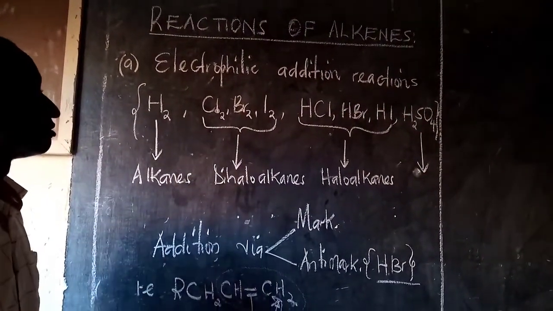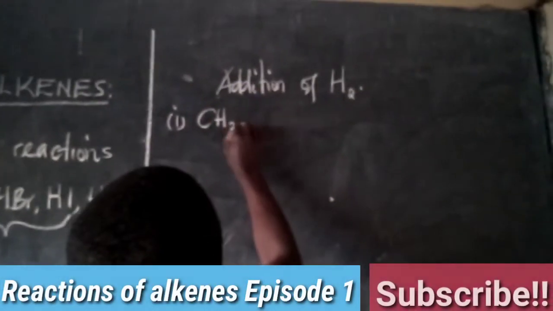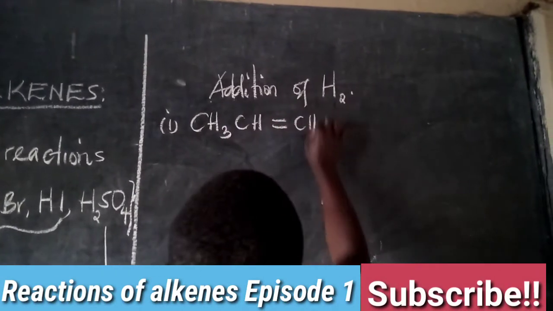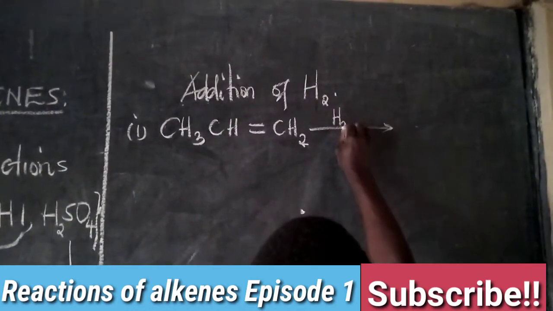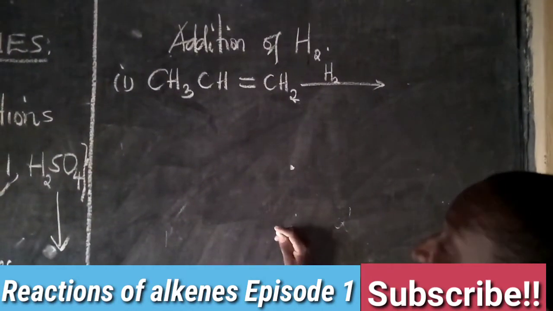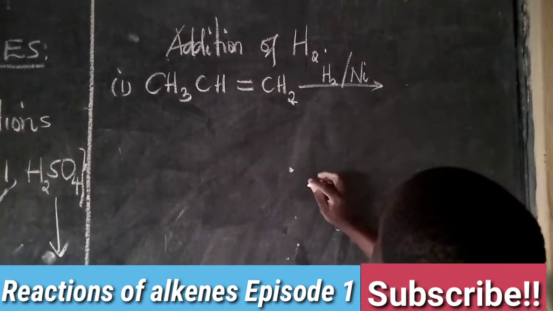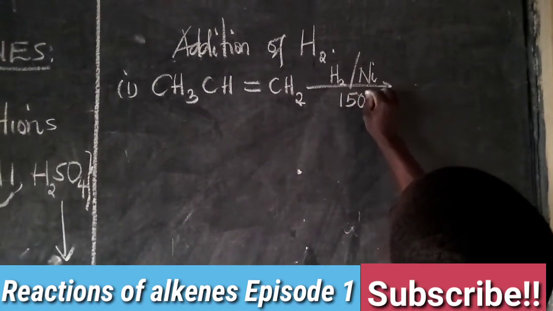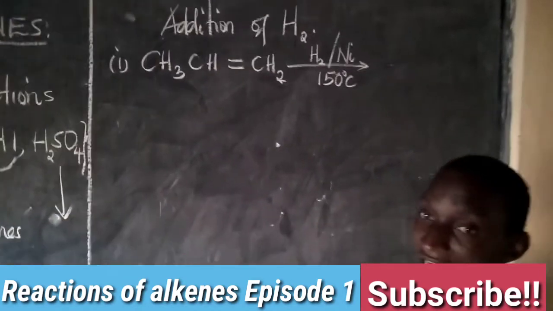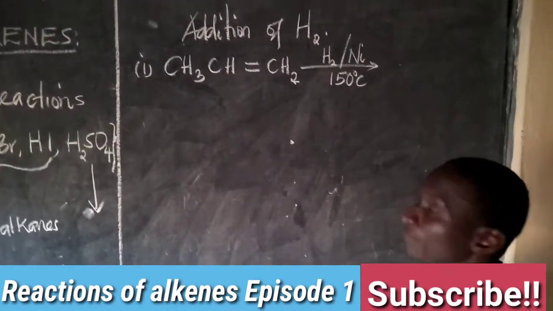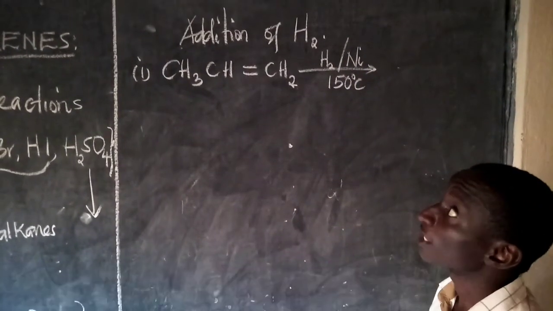Now let us go through the examples and see. We shall begin with the addition of hydrogen to form alkanes. The example we shall use is propene to add the hydrogen. The addition takes place in the presence of a catalyst. For example, a common catalyst used is nickel. When nickel is used, it always sets the addition at 150 degrees. However, you can have other catalysts, for example, platinum and palladium, which add the hydrogen at room temperature.